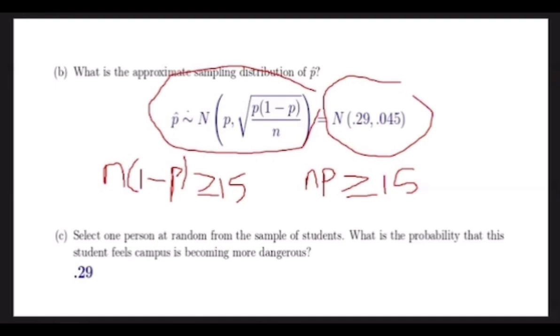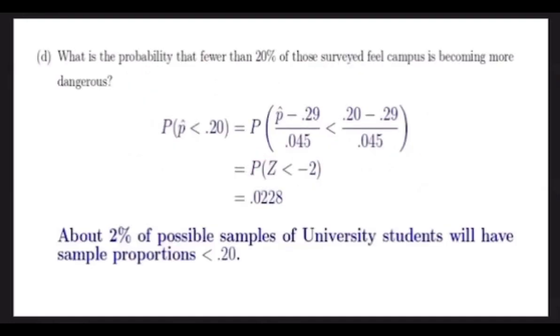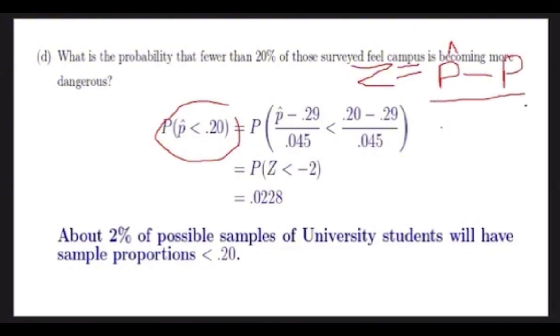Another question asks, what is the probability that fewer than 20% of those surveyed feel campus is becoming more dangerous? Fewer than, okay. You want to find the probability of P cap less than 0.20, and you're going to standardize. The z-score formula here is going to be P cap minus P, divided by the square root of P into 1 minus P, divided by n. That's exactly what we use.